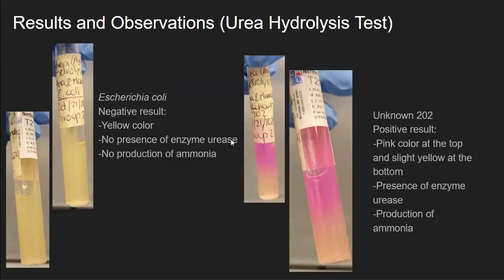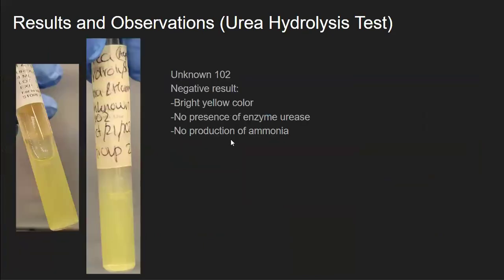Results and observations for the urea hydrolysis test. Escherichia coli was a negative result, with a yellow color, no presence of enzyme urease, and no production of ammonia. Unknown 202 was a positive result, with a pink color at the top and slight yellow at the bottom, indicating the presence of the enzyme urease and production of ammonia. Unknown 102 was a negative result, bright yellow color, no presence of enzyme urease, and no production of ammonia.